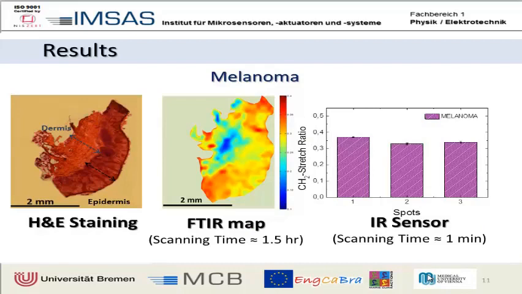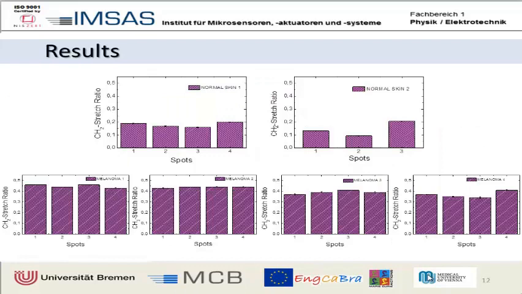Once we had proved the potential and the validity of our method, we collected several data sets from several normal skin samples and, in the second row, from several melanoma samples. So the trend seems to be always the same: lower values in the case of normal and healthy tissue, and higher values by almost a factor of 2 in the case of melanoma samples.